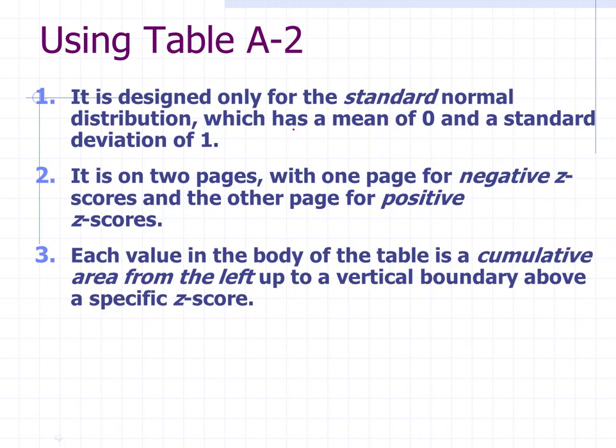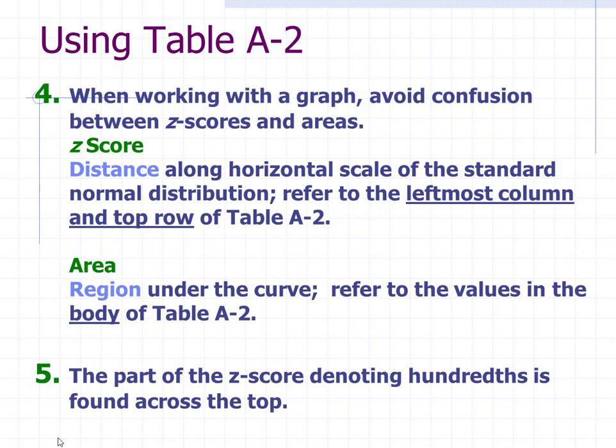Okay, so again, the mean is 0, the standard deviation is 1. One page is for negative z-scores, the other page is for positive, and all of them look at the cumulative area from the left. And remember, when we are looking at the z-score, we are looking at the distance along the horizontal scale. The area is in the body of the table.